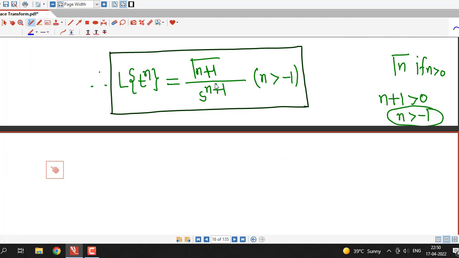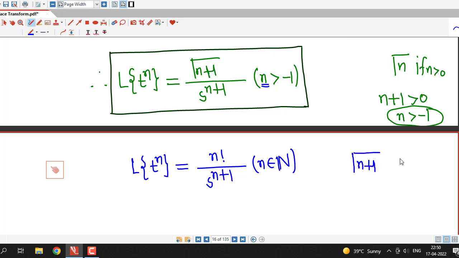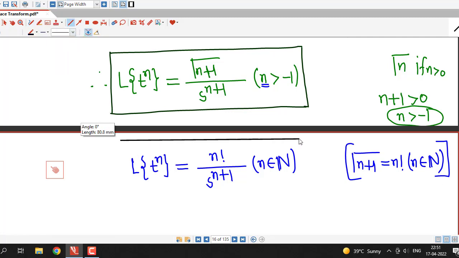Now we know that if this n is a natural number, then gamma n plus 1 is n factorial. So if n is a positive integer or if n is a natural number, we will replace gamma n plus 1 by n factorial. So this is a particular case. If n is a positive integer or a natural number, gamma n plus 1 is n factorial. So using this property of gamma function, we can write that if we have power as natural number, then Laplace transform of t raised to n can be written as n factorial divided by s raised to n plus 1.